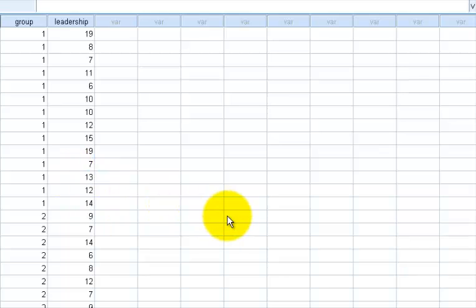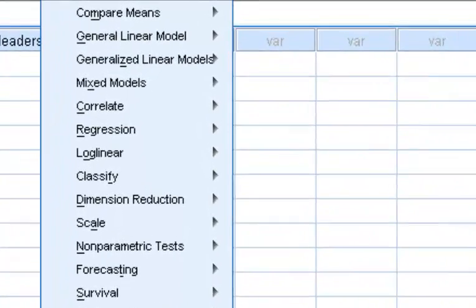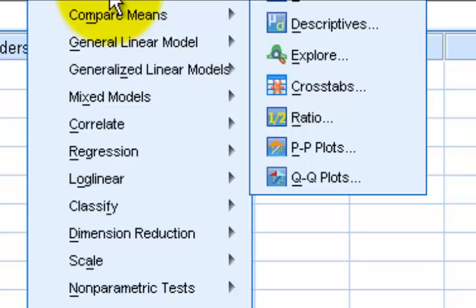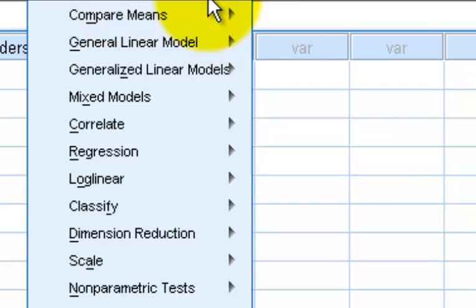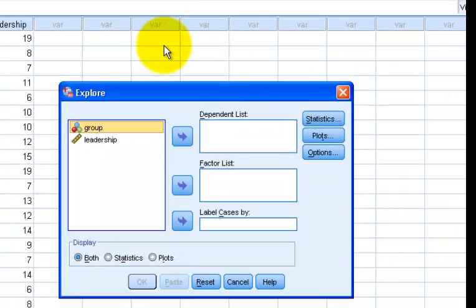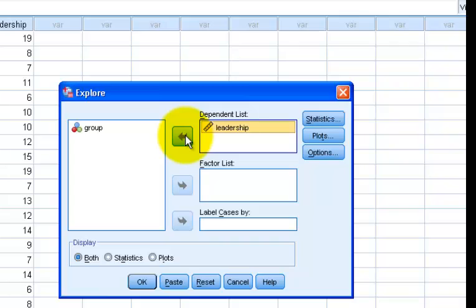Okay, so to check for normality, analyze, descriptive, explore. Get back in there. Explore. Kabam. So basically, we want to look at the leadership. Okay, that's what we're going to check for normality. With the categorical variable, it doesn't make sense to look for outliers or normality because they're categorical. It's not a number. It's just a category.